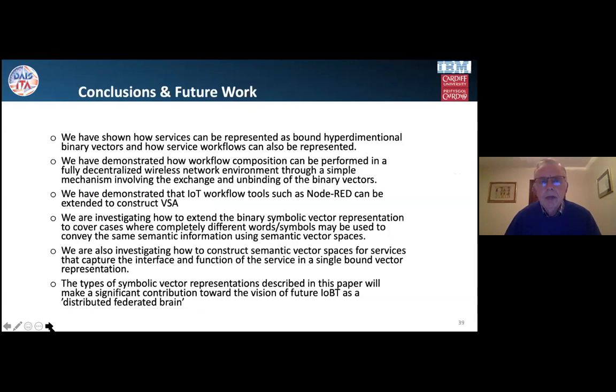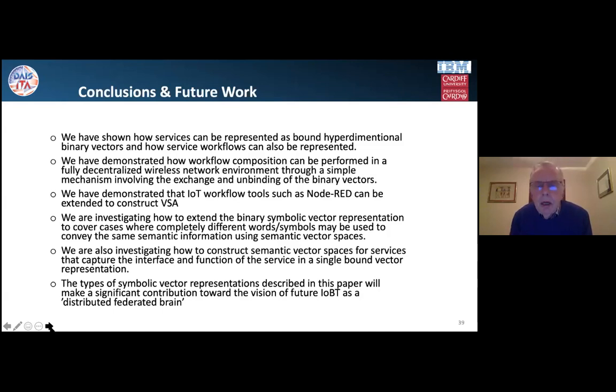So just in conclusion, we've shown how these services can be represented as bound hyperdimensional vectors in a binary vector space, how the service workflows can be represented. We've demonstrated how workflow composition can be performed in a fully decentralized wireless network environment, just through a simple mechanism involving the exchange of these binary vectors. And we've demonstrated that IoT workflow tools like Node-RED can be extended to construct these vectors automatically, and then we use them.